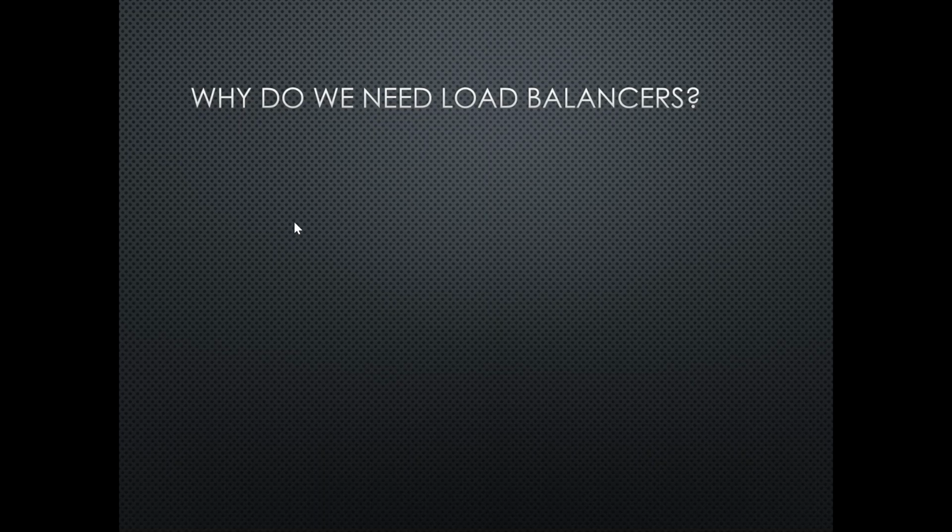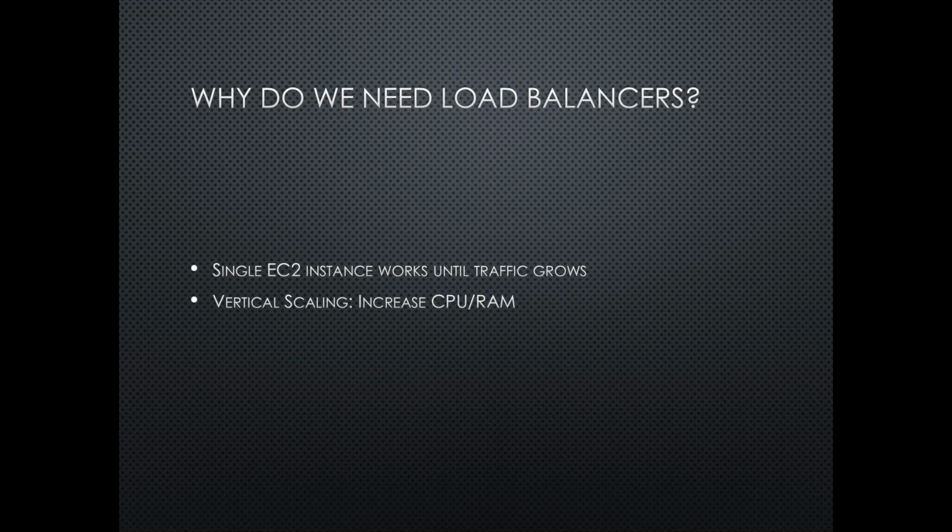Basically, take a single EC2 instance. A single EC2 instance works until traffic grows. When you do not have much traffic, it's perfect. Then there come two scaling strategies, called vertical scaling and horizontal scaling. It's very important to understand what vertical scaling and horizontal scaling are.